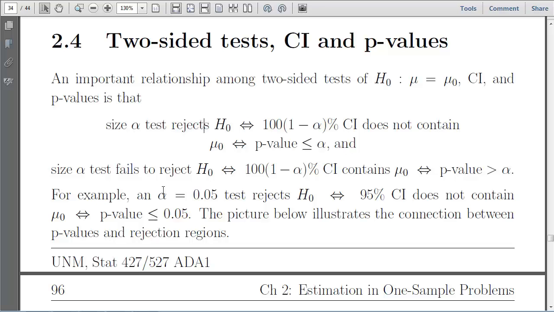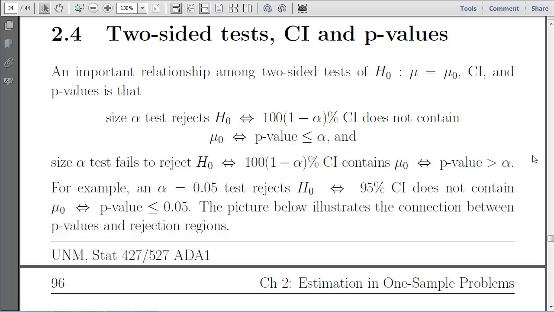And similarly, you can look at it in the other direction. If the null hypothesis was not rejected, then the p-value must have been larger than alpha, and it will turn out that the mu naught value will be inside of your confidence interval, meaning mu naught is a likely value.